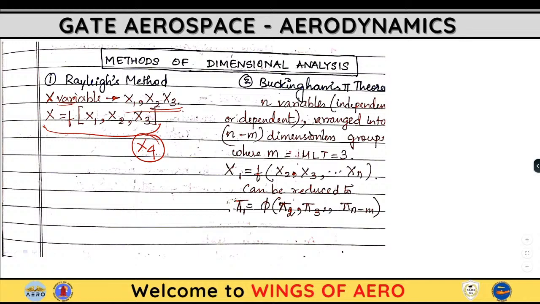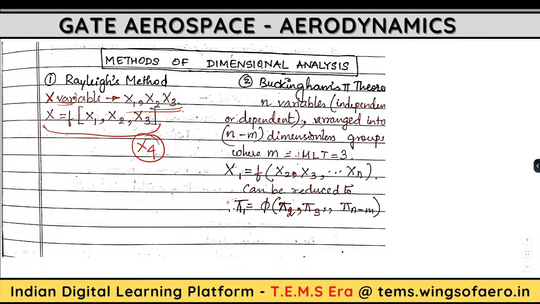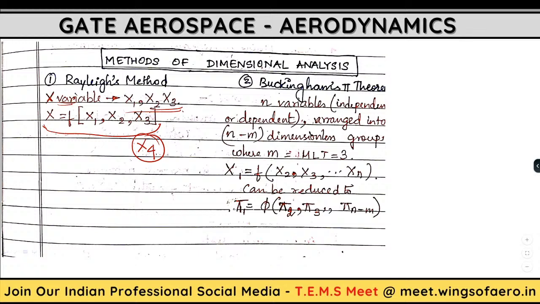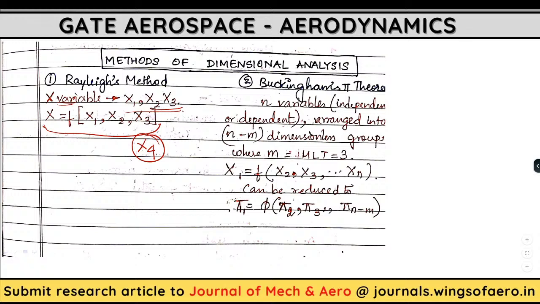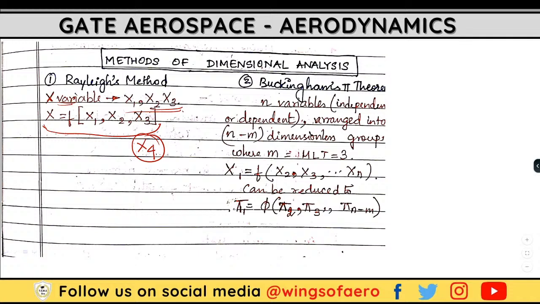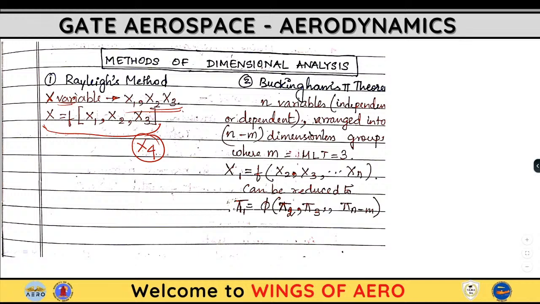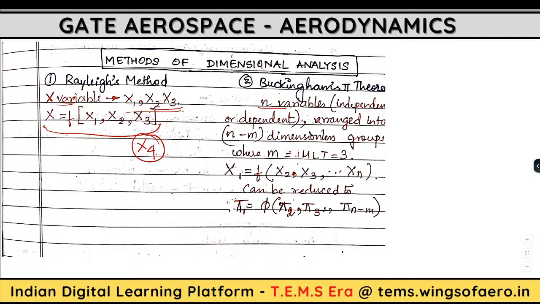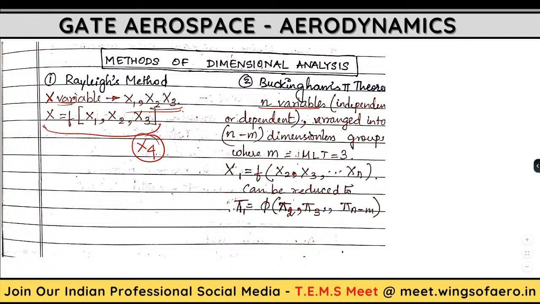It is irrespective of the number of variables, either dependent or independent. It can find out the relation between n number of variables. So there are some kinds of arrangements that the Buckingham Pi theorem follows. What does it say? Suppose there are n number of variables, and let's consider they can be independent or dependent.